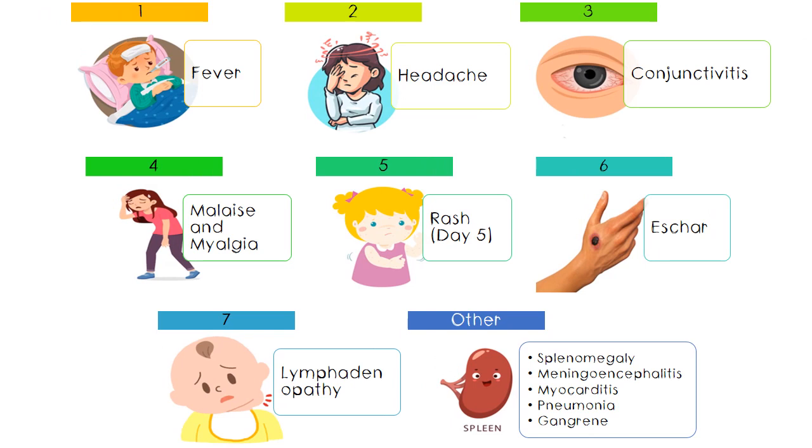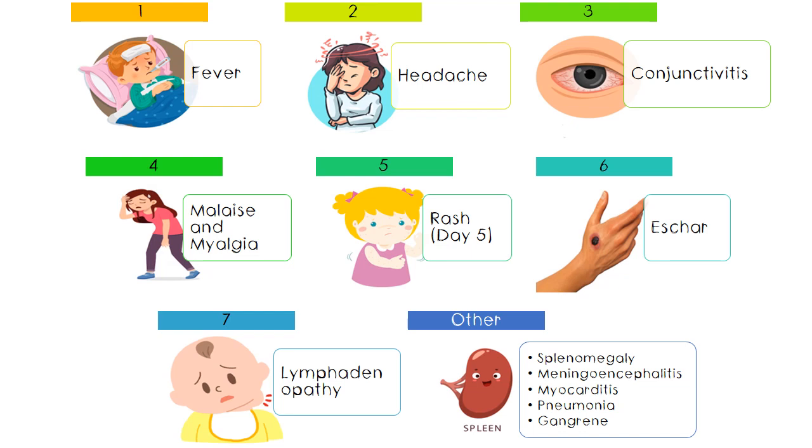A lot of constitutional symptoms can be seen, like fever, headache, conjunctivitis, malaise, and myalgia. At around day 4 to day 7, they can get a rash, which is maculopapular rash. It usually starts in the thorax and abdomen and extends to the extremities. At the bite site, you may see an eschar, which is an area of necrotic tissue that later scabs off. It is important to look for this as it is almost diagnostic of typhus.